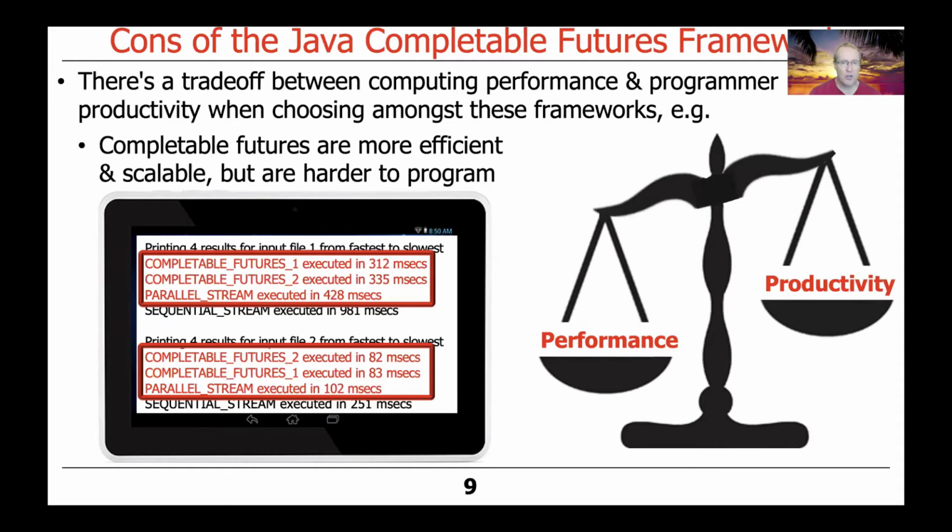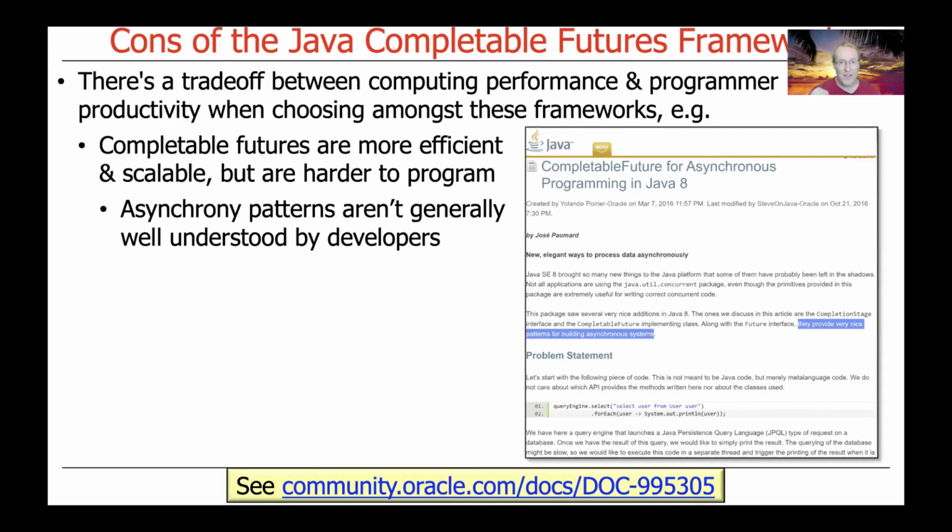So as a general rule here, completable futures are more efficient and more scalable, but they're a bit harder to program. So if performance is more important than productivity, then completable futures is the way to go. And why it's harder is because people typically just don't have as much intuition developed for asynchronous programming and the patterns and idioms therein as they do for synchronous programming.